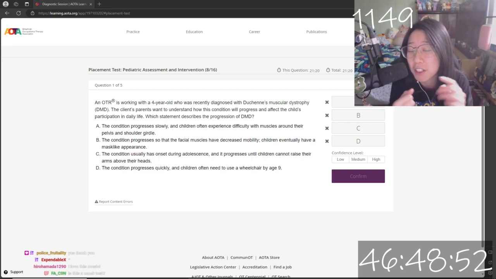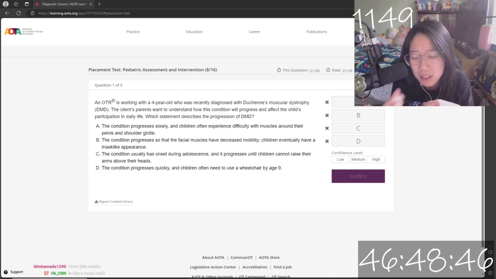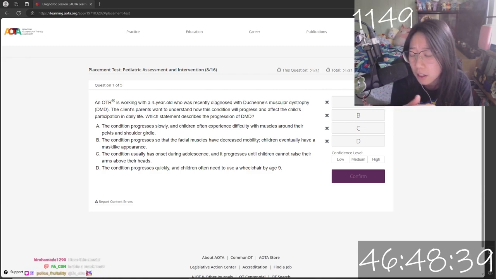This is literally just a definition question, but I need to brush up on all my disorders and diagnoses, because I don't remember. I know what muscular dystrophy is, but I don't remember what Duchenne's is. The condition usually has onset during adolescence, and it progresses until children cannot raise their arms above their head. Mm, I don't think it's that.